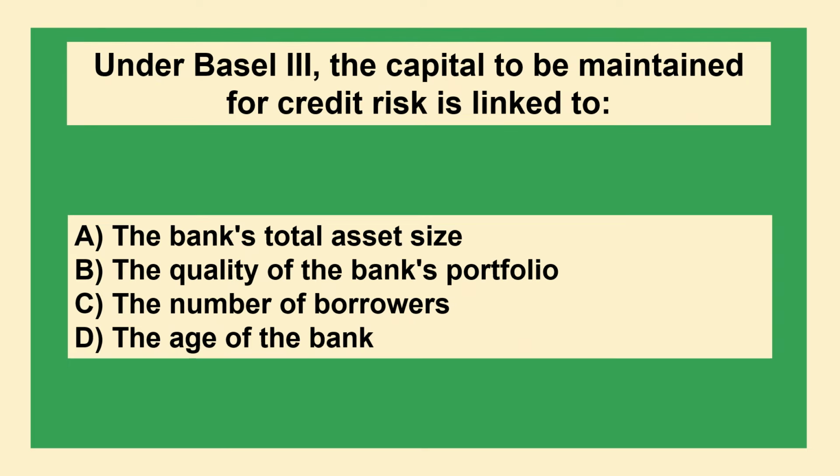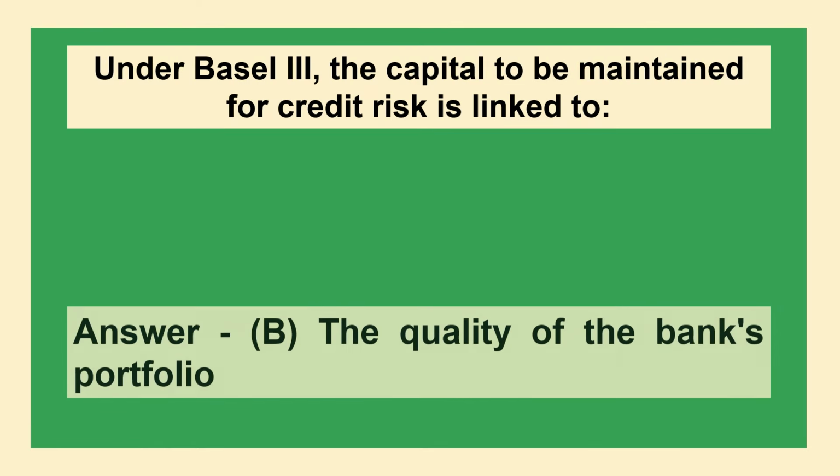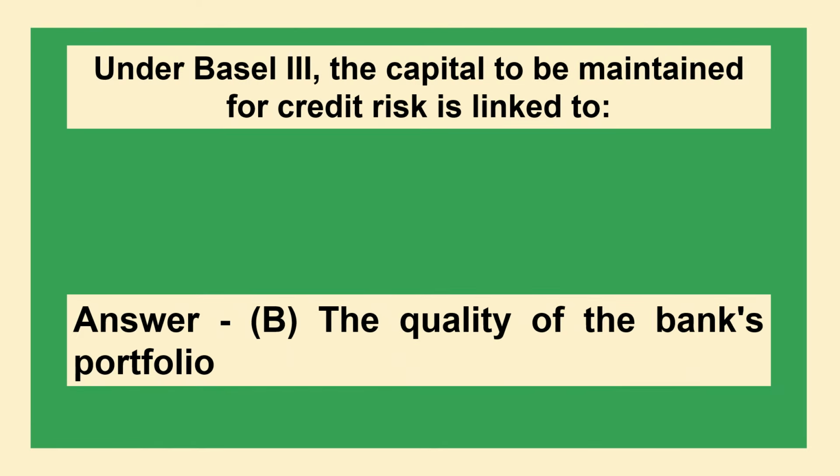Next question is, under Basel III, the capital to be maintained for credit risk is linked to option A, the bank's total asset size, option B, the quality of the bank's portfolio, option C, the number of borrowers, or option D, the age of the bank. And the correct answer is option B, the quality of the bank's portfolio.